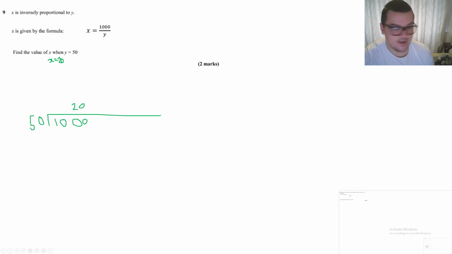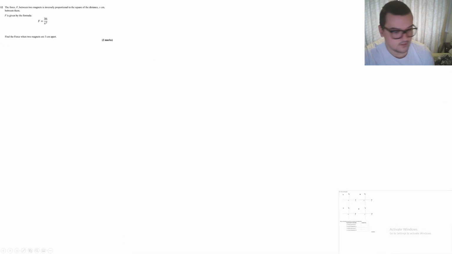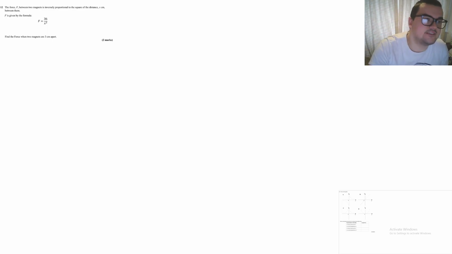And anyway, let's go on to the next question. This is another similar question. The force F between two magnets is inversely proportional to the square of the distance. F is given by this.